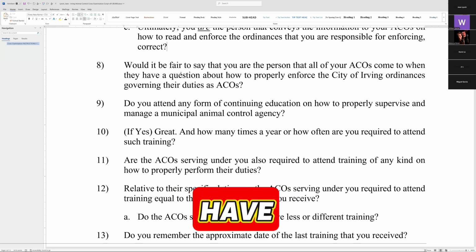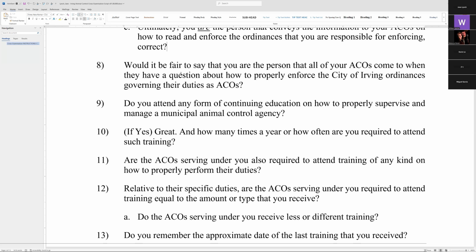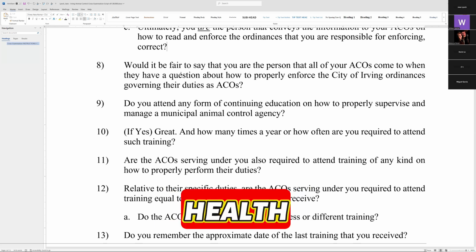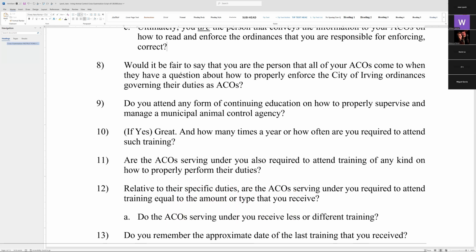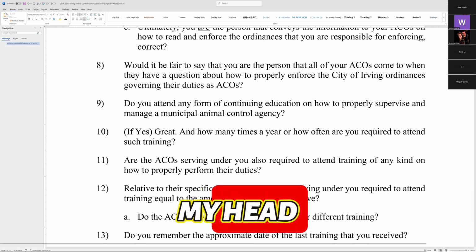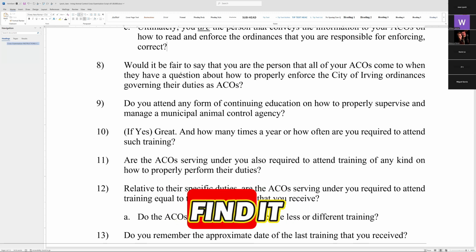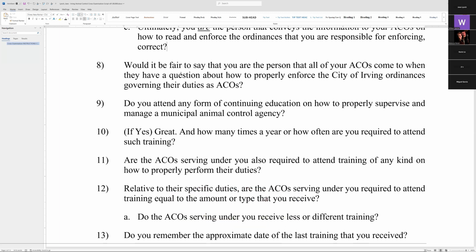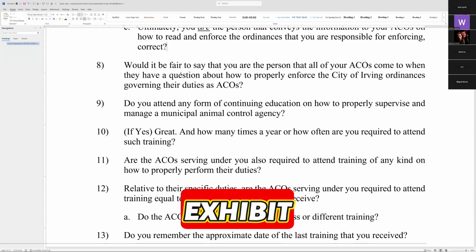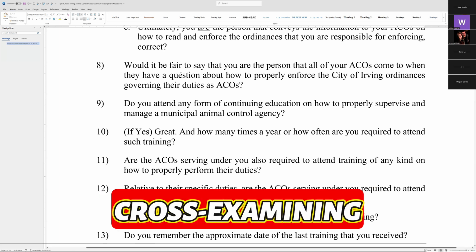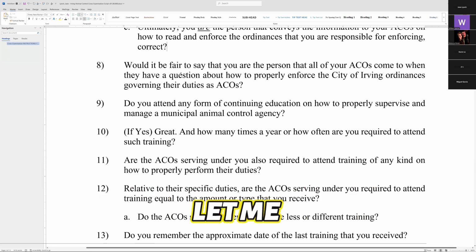It says they have to have training every year, but I don't see that. It's not in here now. They have to have training every year. That's in the health and safety code is where I saw it. I don't have it off the top of my head. I'll have to look and find it again. Well, find it and print out a copy of it, and then make sure you tell me what it is, because that's going to be a very important exhibit in cross-examining this witness. Okay. All right. Let's see.